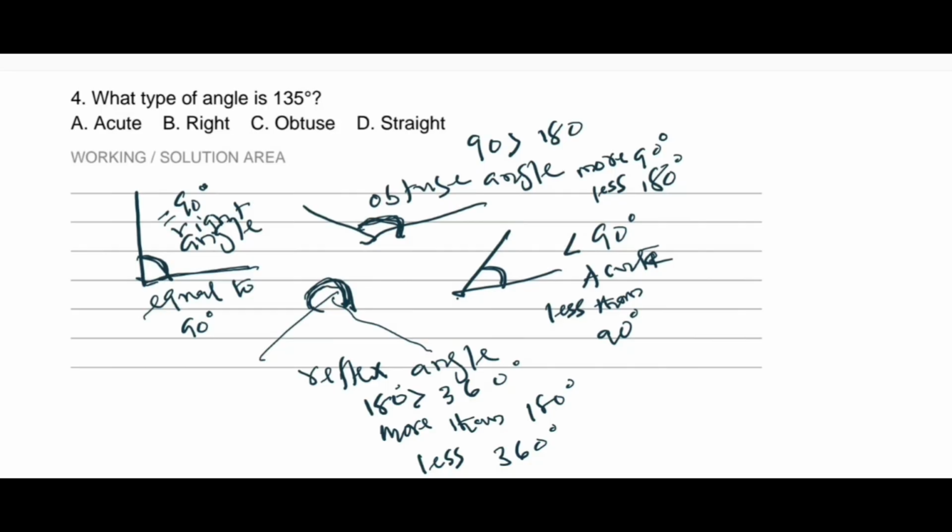What is a straight angle? A straight angle looks like this. It is exactly 180 degrees. When it is equal to 180 degrees, that is a straight angle. The type of angle which is 135 degrees is an obtuse angle, because 135 is more than 90 degrees, but it is less than 180 degrees. Have you seen it? Okay. So the answer is C.